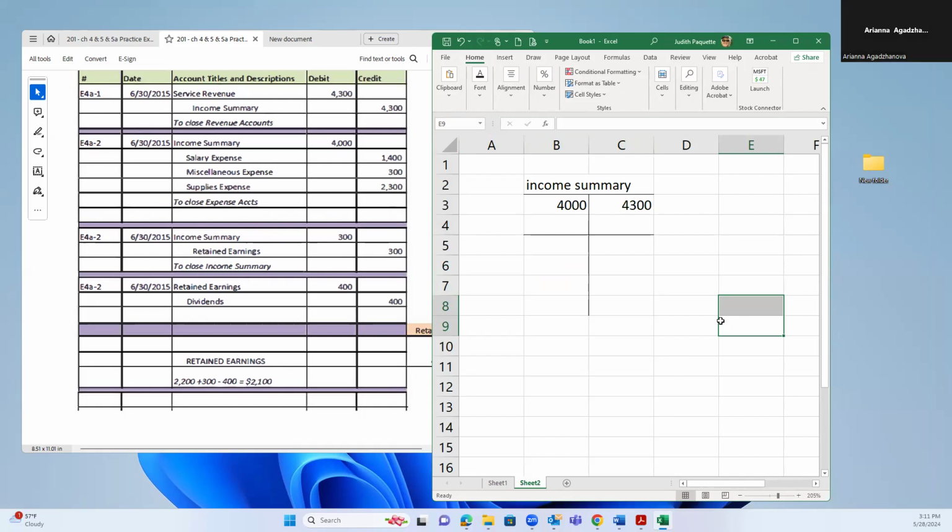$300. Debit or credit? Credit. Good, good.